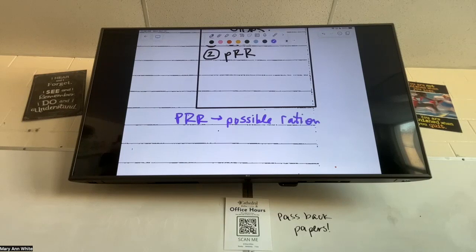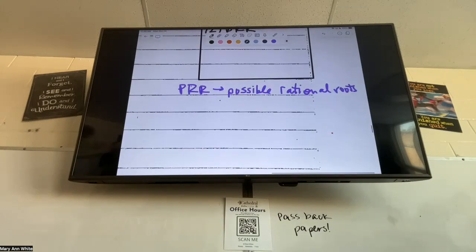Does that sound like something you guys did before? Okay, great. I don't expect you to have seen that before, but I like to ask. Possible rational roots. This is us making a list of possible numbers that could work, okay? And it comes from P and Q. We label them as P and Q. So I did P over Q. Oh, Alea's like, oh, it's starting to ring a bell.